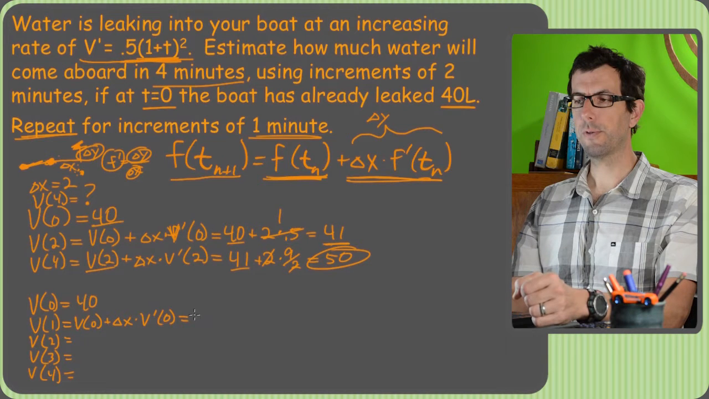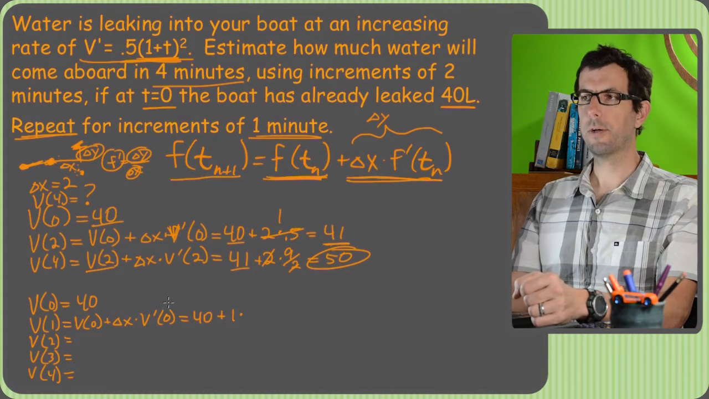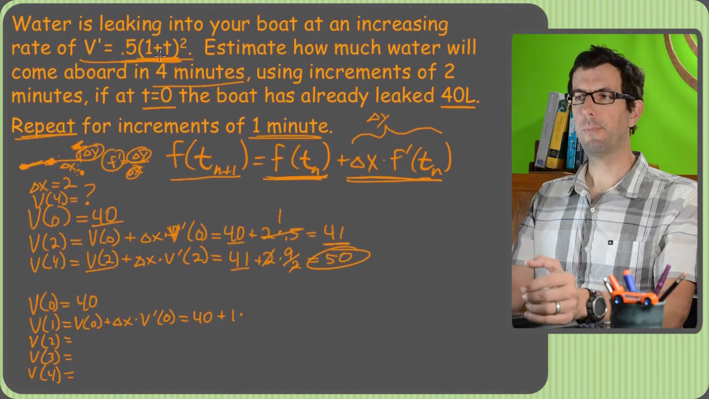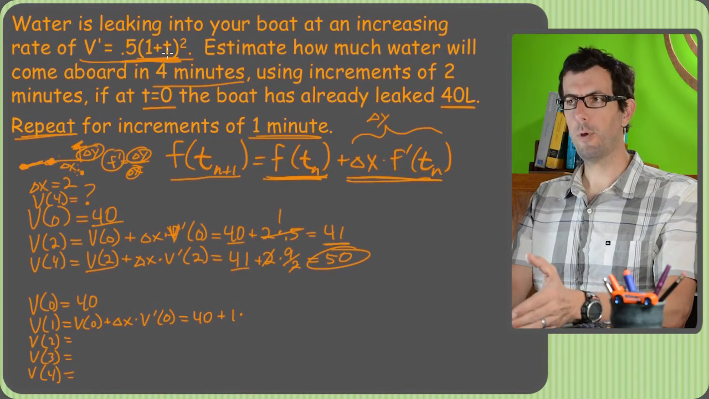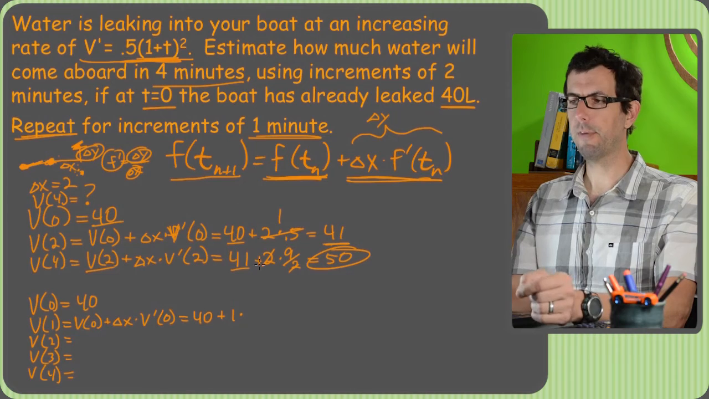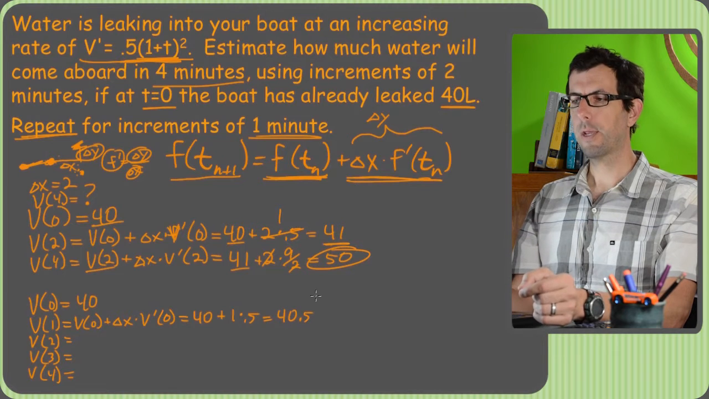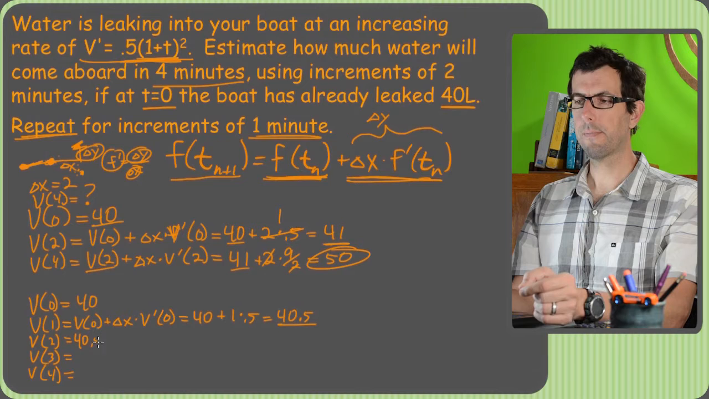All right, so v0 we already know is 40. Delta x now is 1. And then what's v prime of 0? I could just look back the previous time I worked it, but let's just plug and chug through again. 1 plus 0 is 1, squared is 1, times 0.5 is 0.5. So 40.5. And of course, what happens? I immediately take the number I just got and copy it down to the next line.